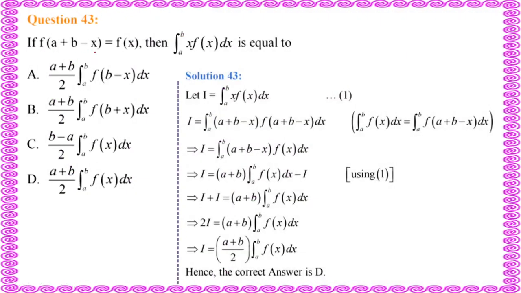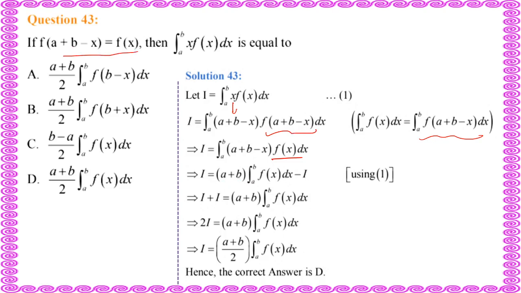Question 43: if f of a plus b minus x is equal to f x, then integral a to b of x f x dx is equal to what? So first of all, integral a to b x f x dx. We are applying this property: a plus b minus x means lower limit plus upper limit minus variable. So a plus b minus x instead of x, and f of x means f of a plus b minus x. Right? This is okay till here. Now f of a plus b minus x is given as f x in the question only. So we'll write f x here.